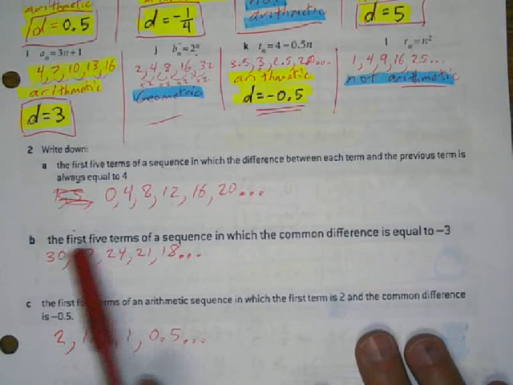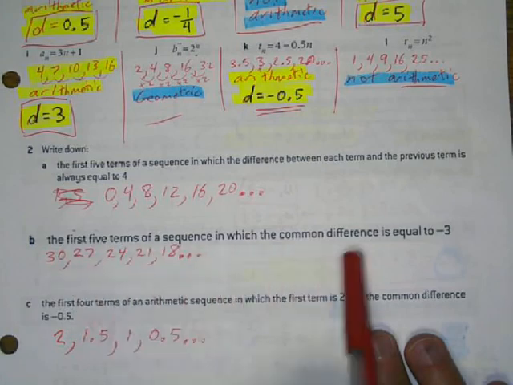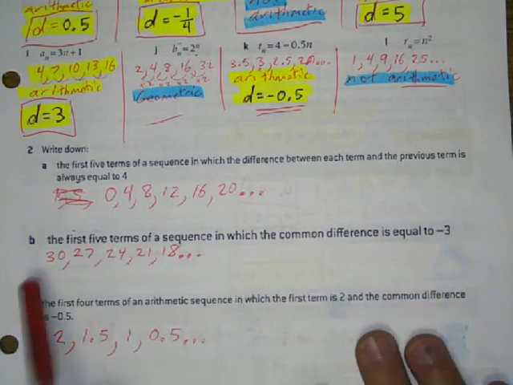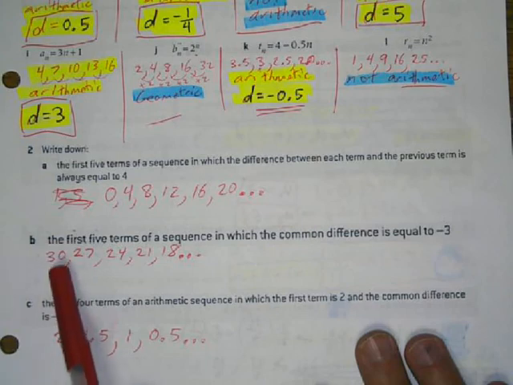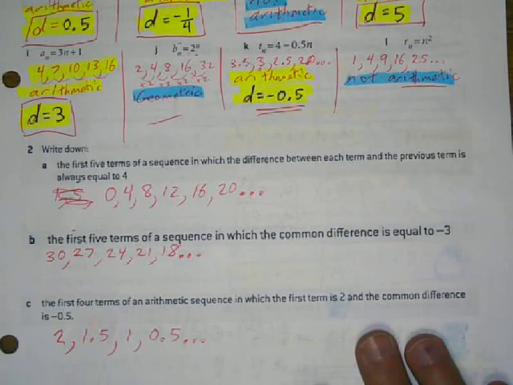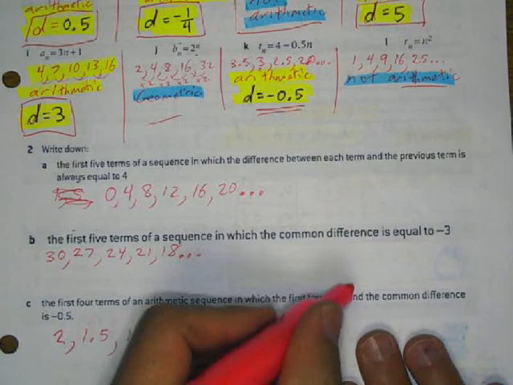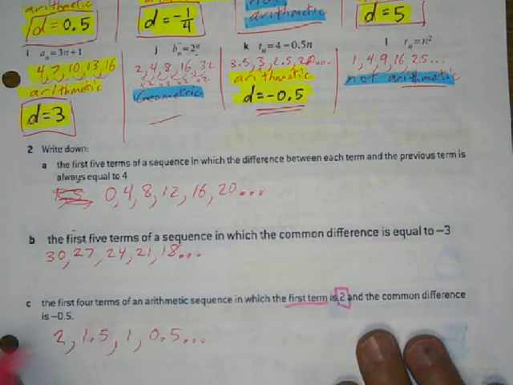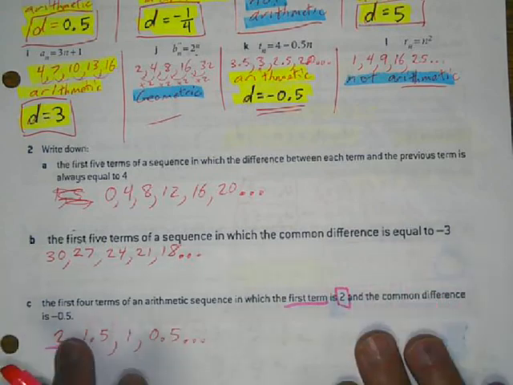The first 5 terms of a sequence with a common difference of -3. So I just started off with some random number like 30, and we have a common difference of -3, which means it keeps going down by 3. Okay, now this one's a little more specific. The first 4 terms of an arithmetic sequence in which the first term is 2. That means we have to start off with 2. And then the common difference is -0.5. So we keep subtracting 0.5.